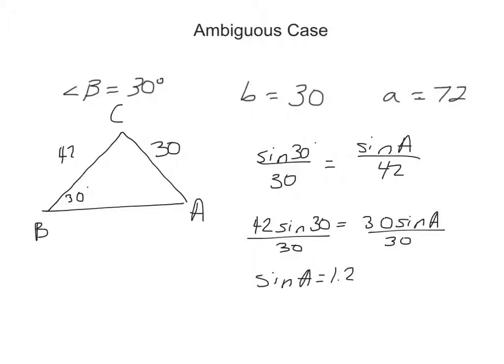1.2. Now in this scenario, because 1.2 is larger than 1, if I try and do an inverse sine of it, it won't work. It does not exist because 1.2 is outside my range of sine. So this is an example with no triangle.